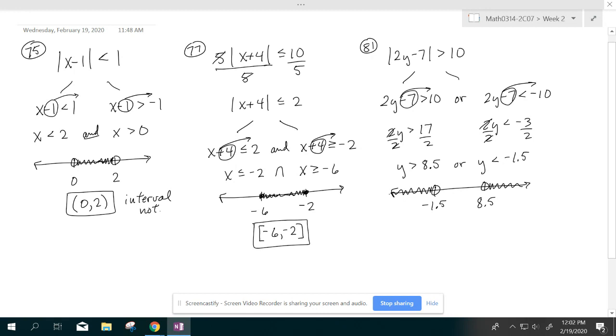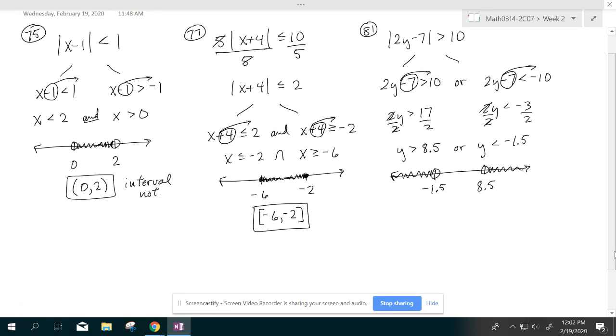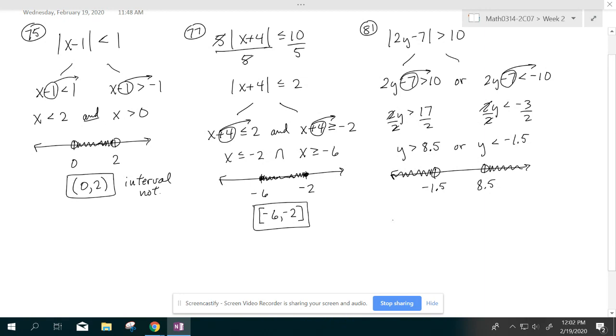Now, do y'all see the difference in shading with and versus or? Did y'all notice that if it's and, it always shades in the middle? If it's or, it's always going to shade opposite. It's always going to shade on the outsides, okay? And so now I'm going to need you to provide me with the interval notation. Negative infinity, -1.5, 8.5, positive infinity. Parentheses. And then another parentheses.